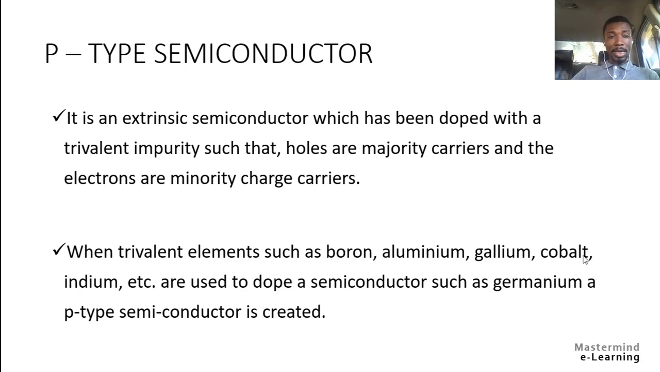P-type semiconductor. It is an extrinsic semiconductor which has been doped with a trivalent impurity such that holes are the majority charge carriers and the electrons are the minority charge carriers. Remember we said that in N-type semiconductors, a tetravalent material is doped with a pentavalent material. Now under P-type semiconductors, a tetravalent material is doped with a trivalent material. When trivalent elements such as boron, aluminum, gallium, or indium are used to dope a tetravalent element such as germanium, a P-type semiconductor is created.